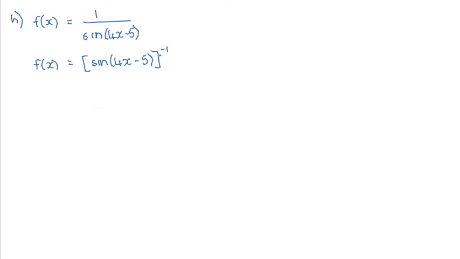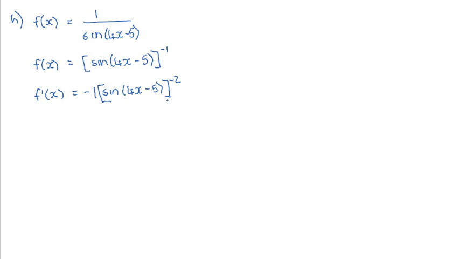So outermost function would be the power negative 1. Then the next inner function would be the sine. Then the next inner function would be the 4x minus 5. So go ahead and differentiate f dashed of x. Hopefully you've tried this, paused it and tried it. But negative 1 down the front, so negative 1 sine 4x minus 5. It should still be in a bracket, and that's to the negative 2.